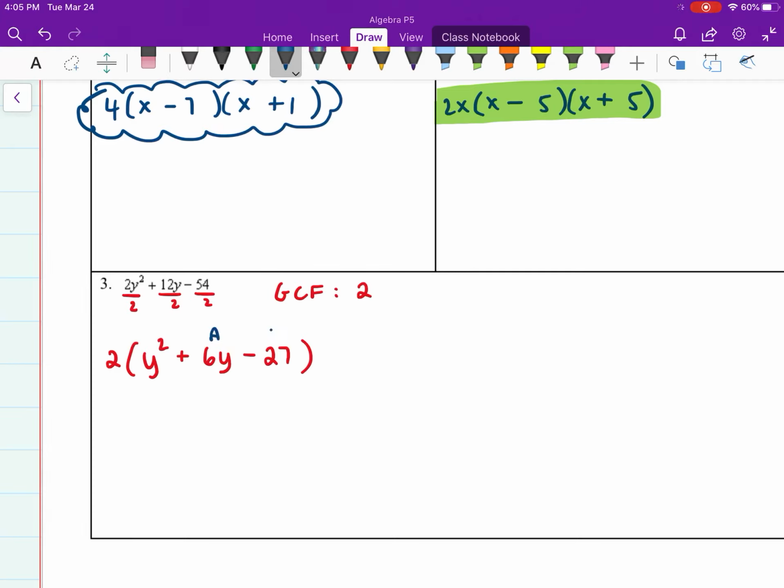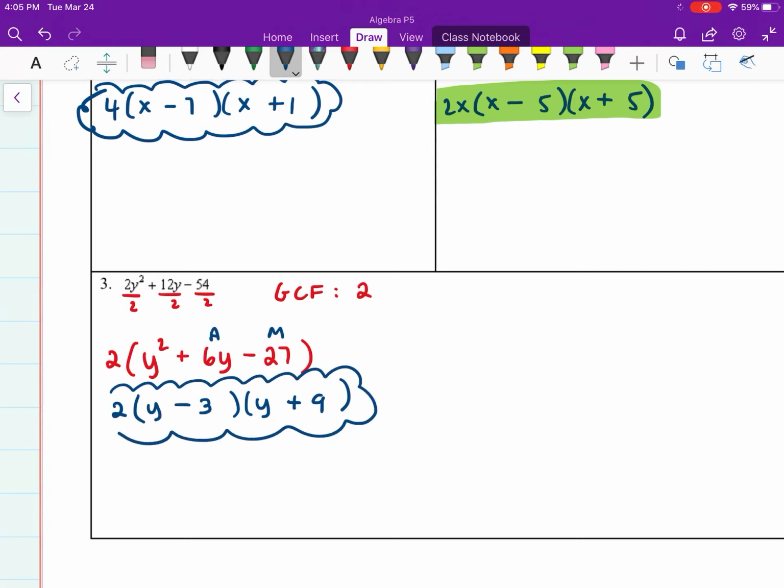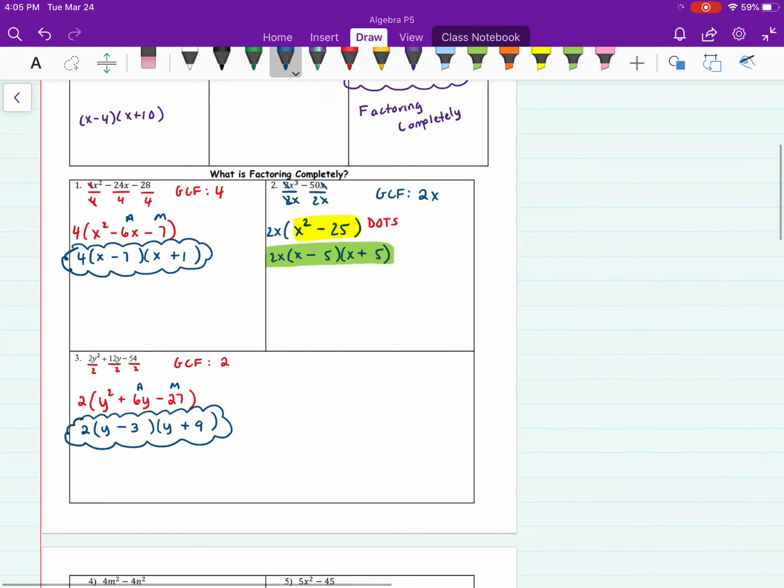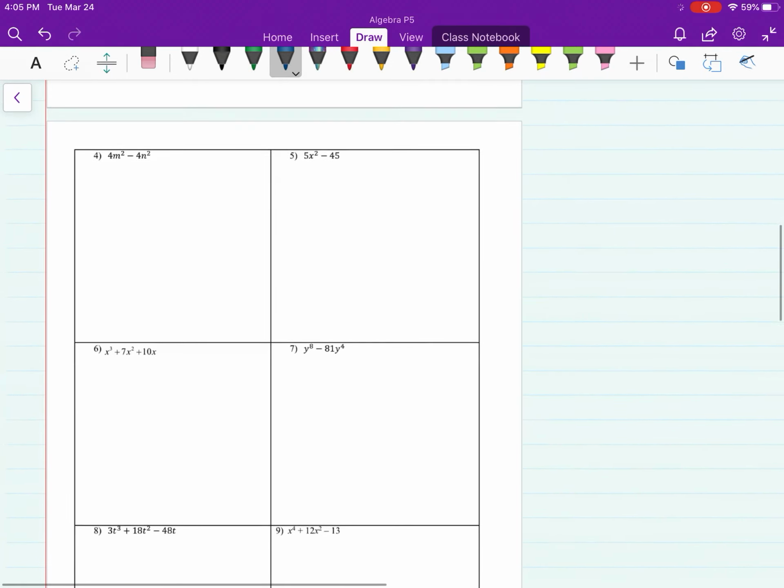And then I notice I can factor the trinomial with AM, or I can at least try to. Y squared is y and y. Are there numbers that multiply to -27 and add up to +6? That would be -3 and +9. Bring down the 2. All right, so that is how you factor completely.